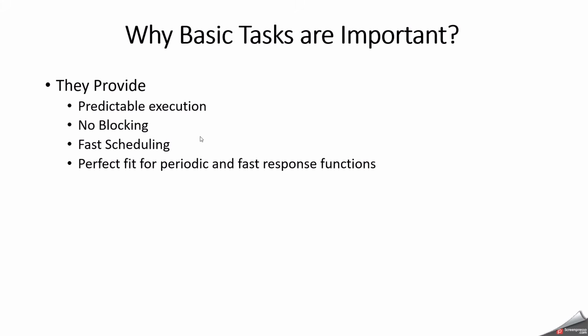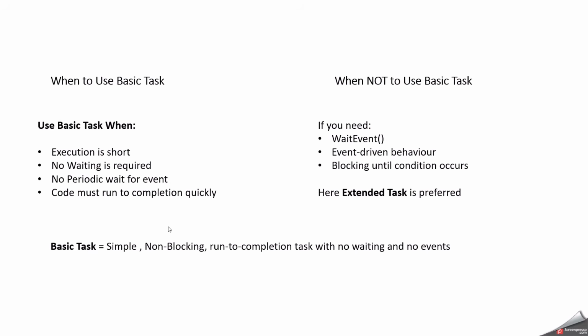So why are basic tasks important? Why do we need to configure a basic task? Whenever in your project you know about predictable execution, so you know that this call particularly runs for 10 millisecond or 50 millisecond or 100 millisecond, then in those cases you can prefer a basic task. And you know that for a particular requirement you no need to block the particular task, then you can prefer the basic task. And for fast scheduling, perfectly fit for periodic and fast response functions, in these cases you can prefer the basic task.